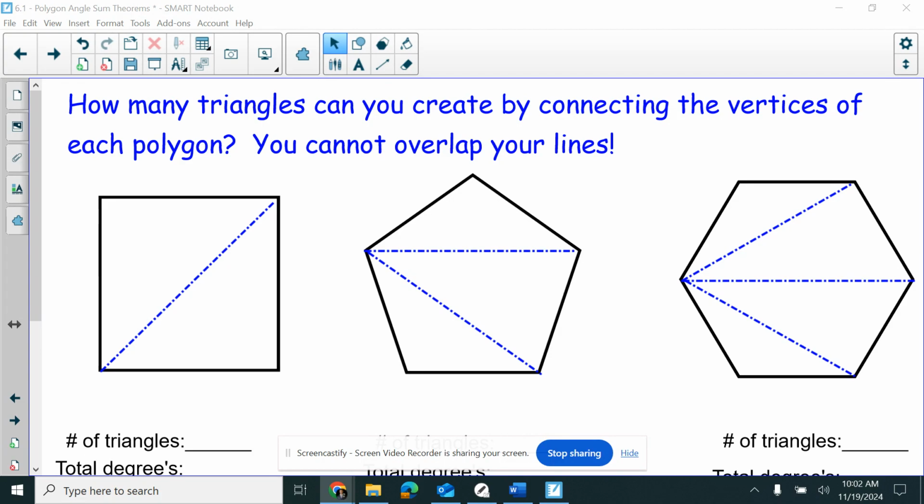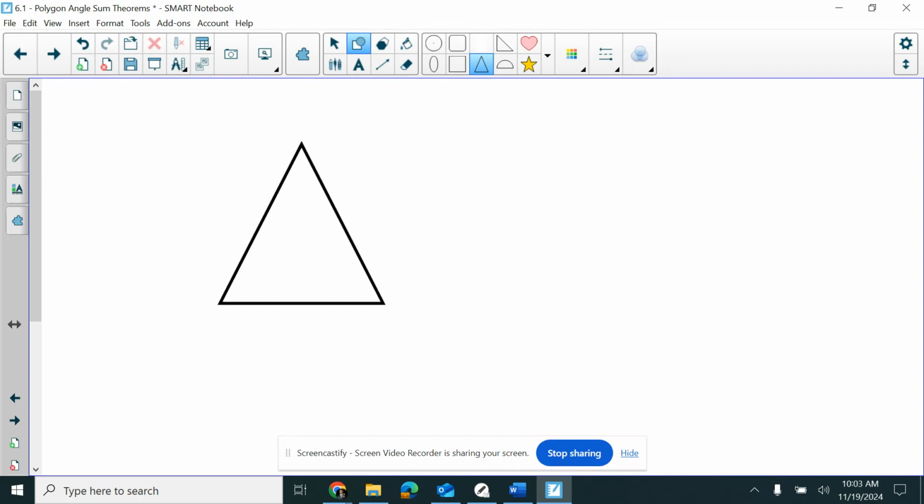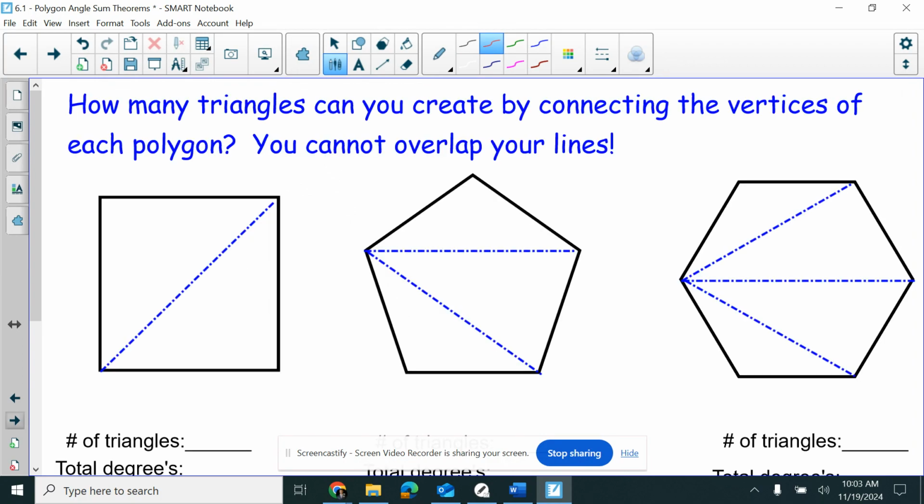In order to figure this out, one thing that we already know is that any type of triangle that we have, it doesn't matter what the triangle looks like, all of the angles in that triangle are going to add up to 180. That's your triangle angle sum theorem. So if we know that, then we can break other polygons into triangles to figure out what all of those angles would add up to.